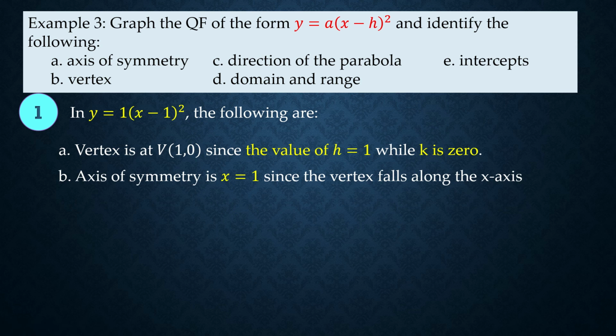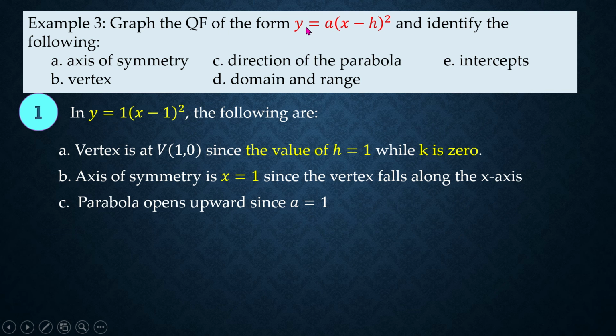Axis of symmetry. Obviously, our h is positive 1, so therefore x is equal to 1, since the vertex falls along the line x equals 1. The parabola opens upward because a, the number outside the binomial x minus h, is positive 1. Actually it does not need to be written, but I included the 1 so it can be understood; it is an imaginary 1. But since a is positive 1, therefore the parabola opens upward.